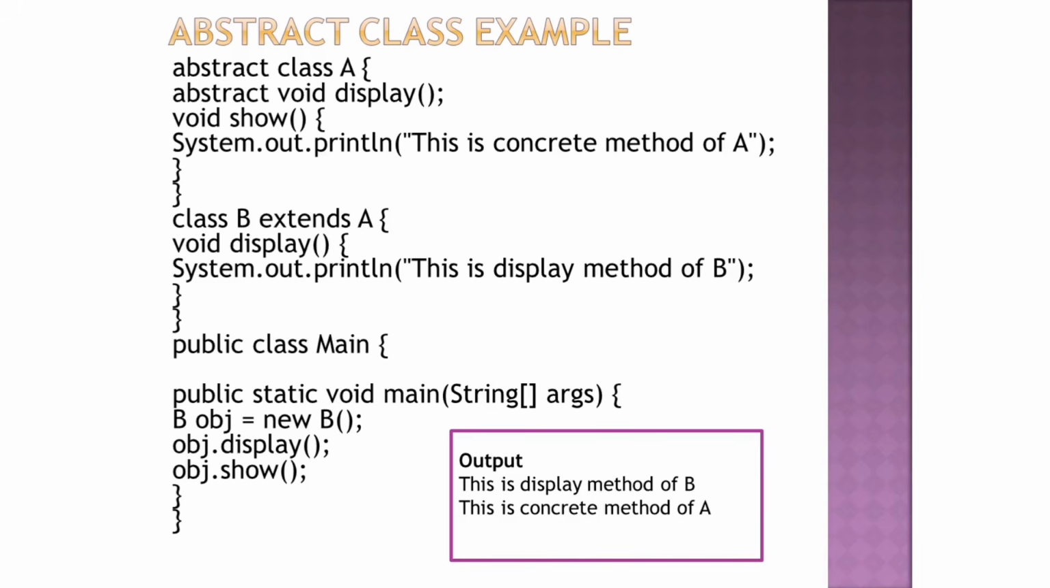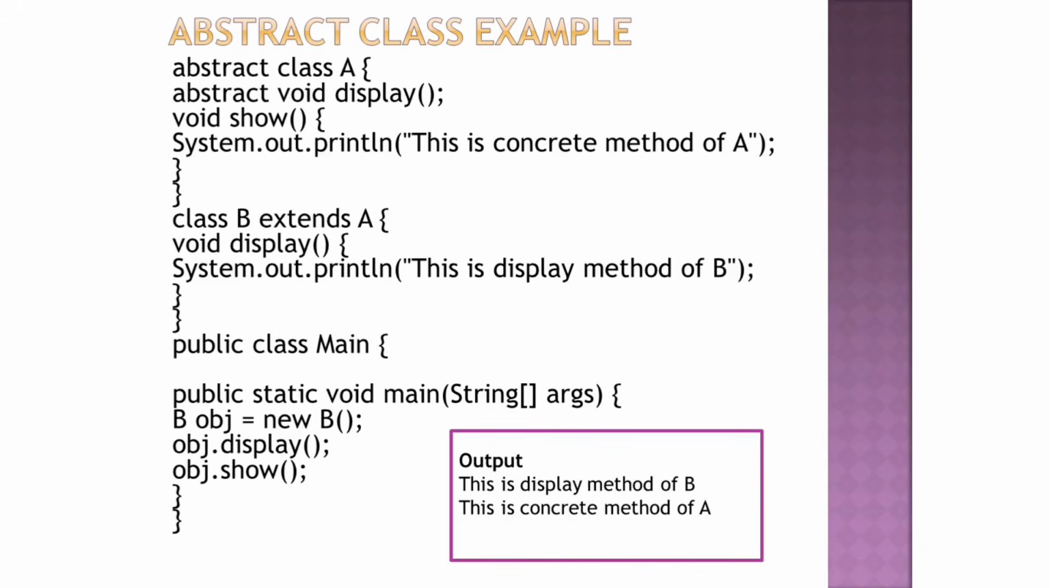Next, we create class B extends A. This means B is the child class of A. Since A contains an abstract method called display, class B must provide its implementation. So inside B, we write void display and print "this is the display method of B".